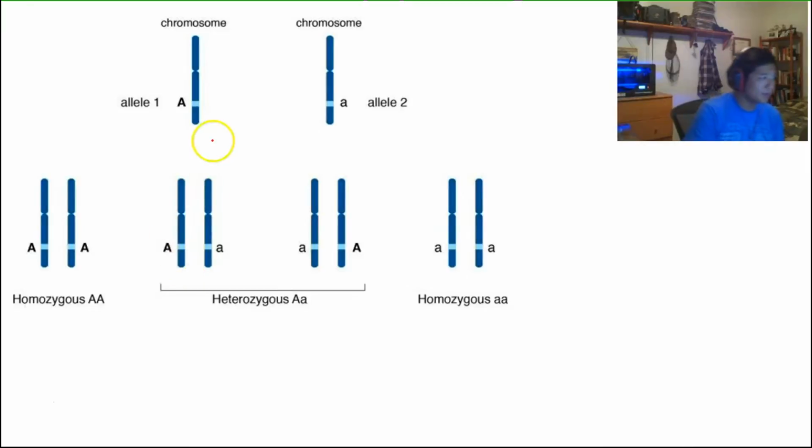We're diploids. We have two sets of chromosomes, two pairs of every chromosome. And if we have both big A's, we call that homozygous. If we have both little a's, we also call that homozygous because homo means the same, so these are both the same. And if they're different, then we call it heterozygous, big A, little a.